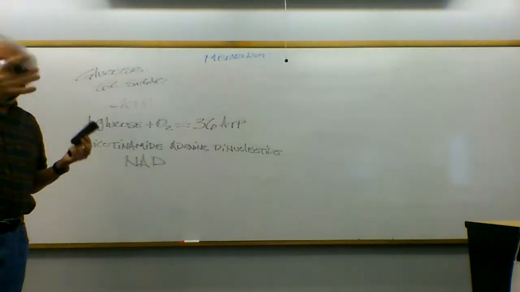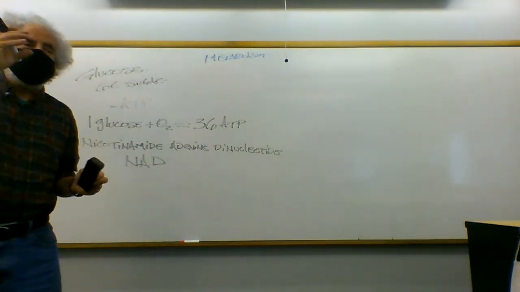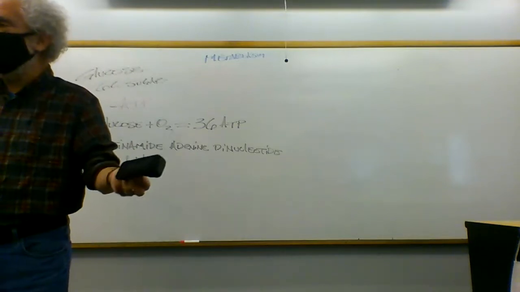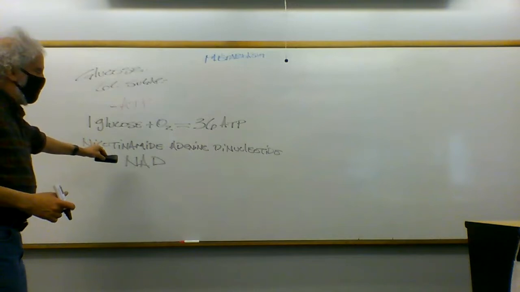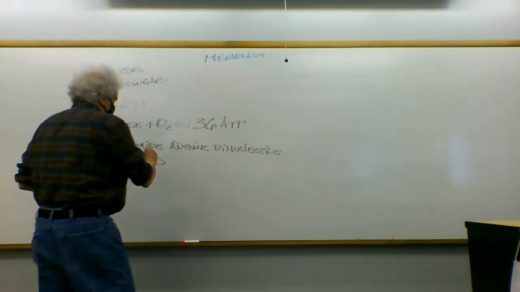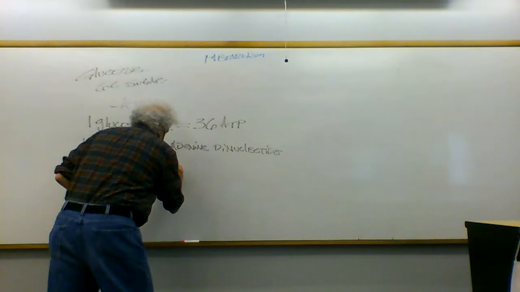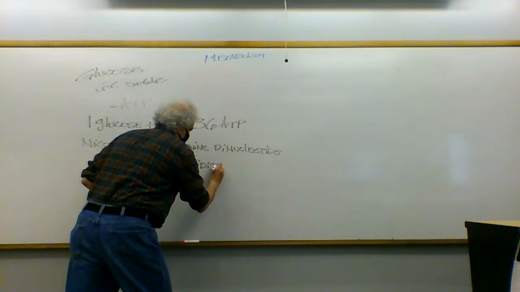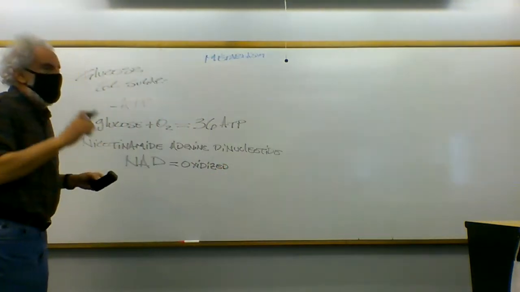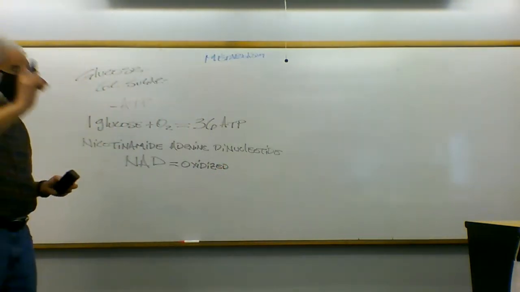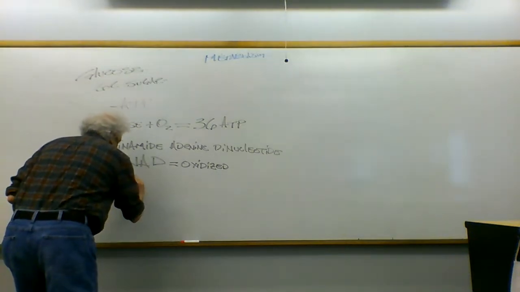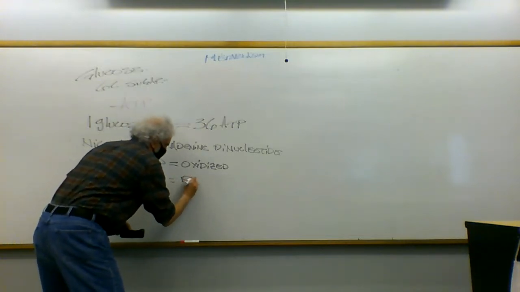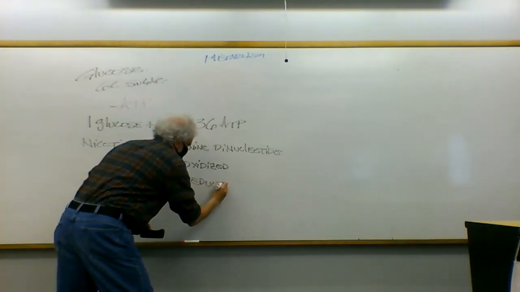Now, this is an electron acceptor. Consequently, it's going to have multiple forms. It can be reduced, that is, it's picked up an electron, or it can be oxidized. It's dumped an electron. This is the form we write it in when it's in the oxidized state. It's ready to pick up an electron. So when we write it as NAD, this is the oxidized form. We have a shorthand for when it picks up an electron. When it has been reduced, it is written as NADH. That is the reduced form.